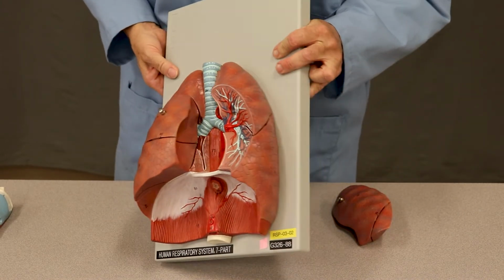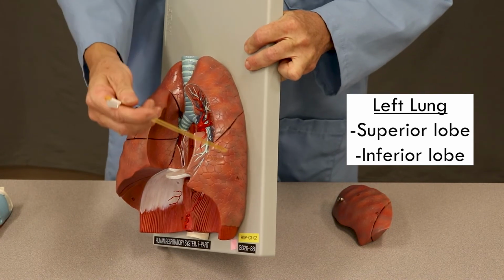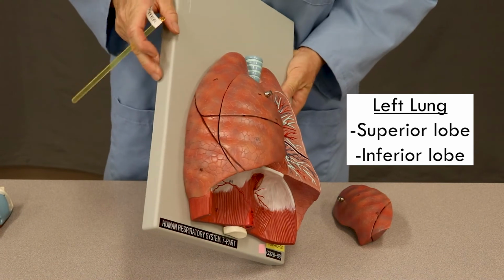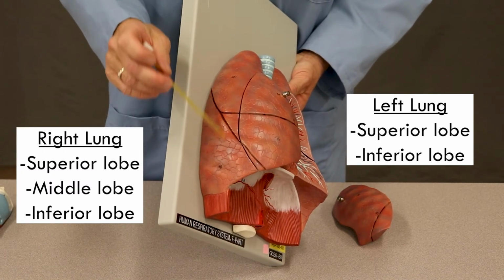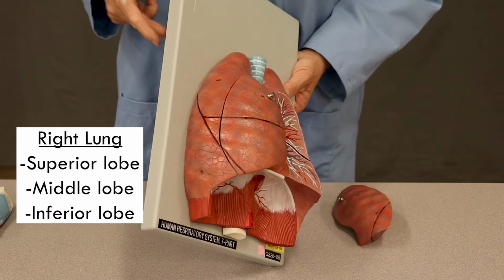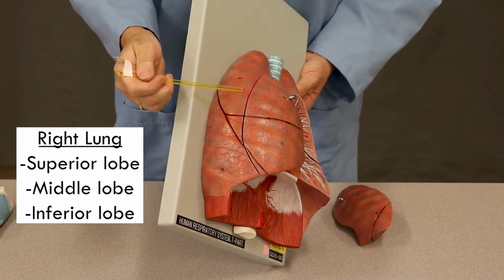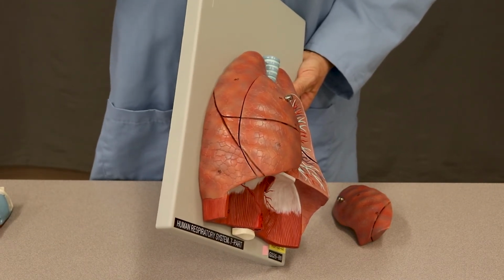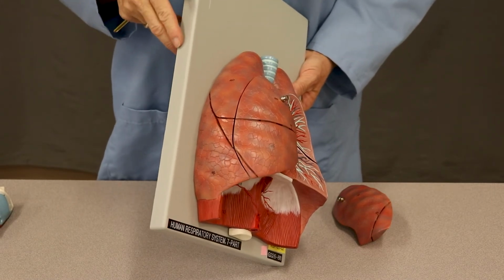Notice that we have lobes of the lungs. The left lung has two lobes, superior and inferior. And the right lung has three lobes, superior, middle, inferior. And as a nurse, you will be listening to breath sounds in different lung fields, and you'll be reporting on the sounds that you hear in certain lobes.